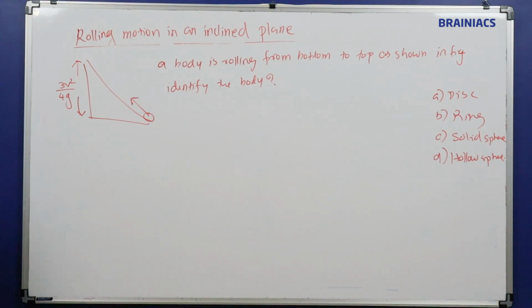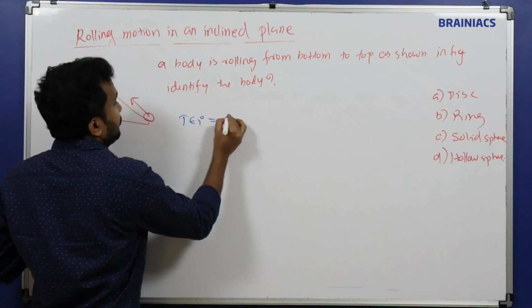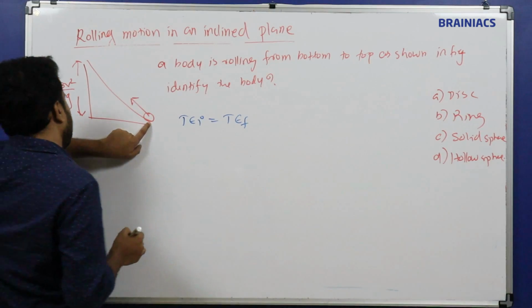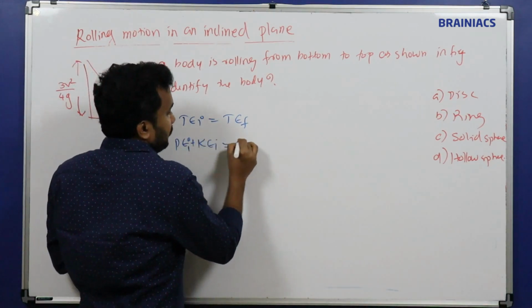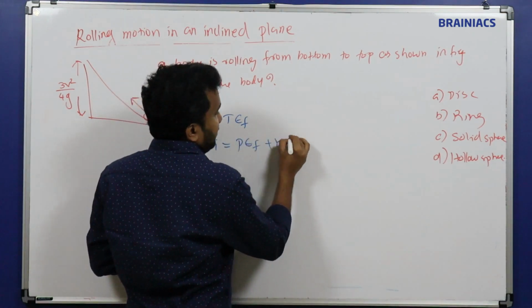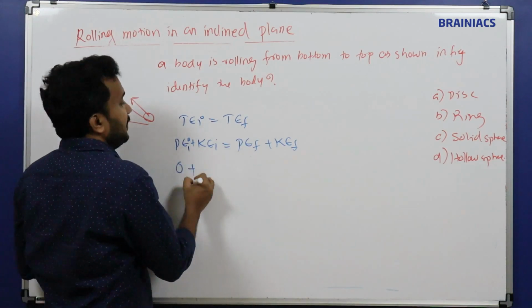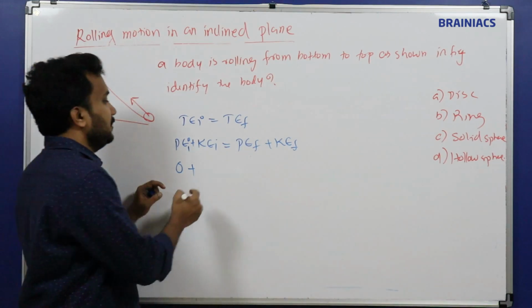So what we can do is apply energy conservation. Total energy at initial is equal to total energy at final, as in most cases like this. The initial point will be here. So potential energy initial plus kinetic energy initial equals potential energy final plus kinetic energy final. What is the potential energy initial? 0. What is the kinetic energy? Rolling is happening, it is undergoing a rolling motion with a certain velocity.